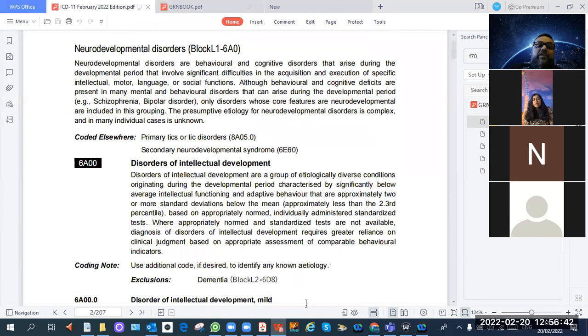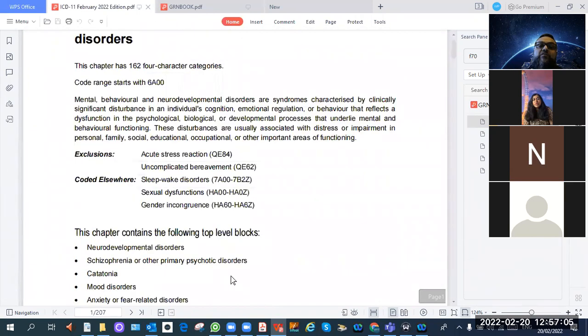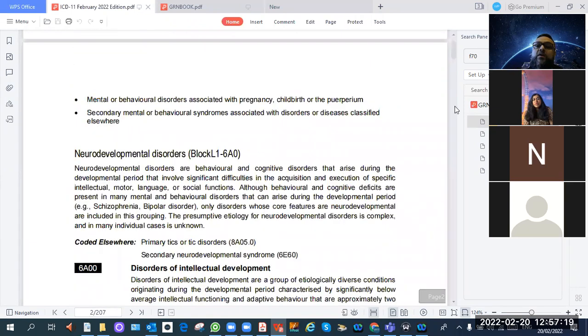For example, they are excluding dementia. They are not excluding dementia from the whole classification. They are saying that dementia cannot be diagnosed under 6A00. So dementia will be classified elsewhere in the system. And they have told already what they have excluded from the whole classification. Mainly acute stress reaction and uncomplicated bereavement, and coded elsewhere are also kind of exclusions from this chapter 6. So this is meant by exclusion.